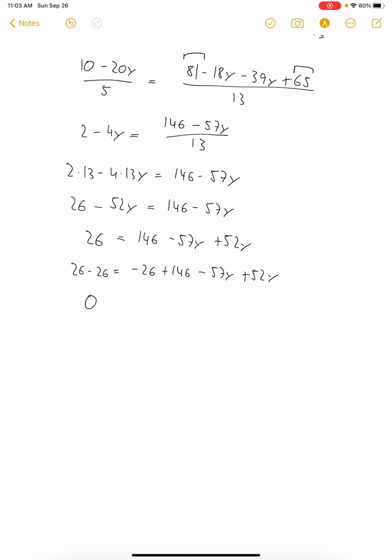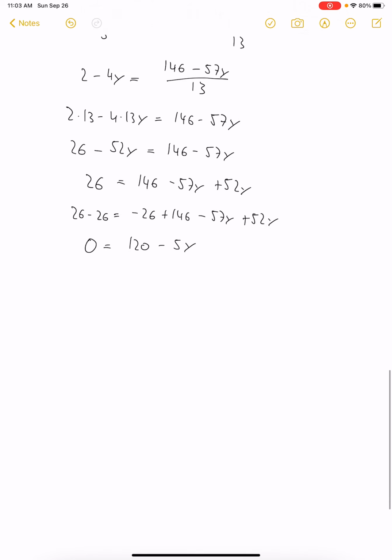We get 0 on the left-hand side, which is equal to 120 minus 5y. Dividing both sides of the equation by 5 leads to 0 is 24 minus y, and that means that y is equal to 24.